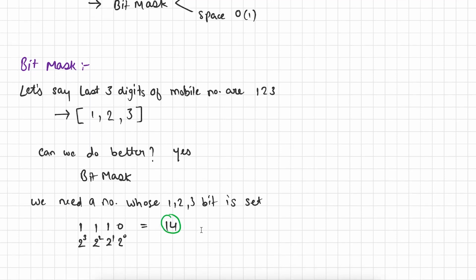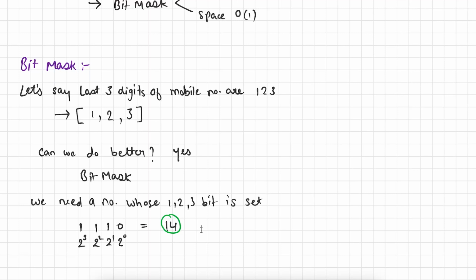So when you see 14, you cannot figure out that this 14 is representing 1, 2, 3. Only us as developers can figure out that this 14 is representing the numbers 1, 2, 3. It means number 14 means the first bit is set, the second bit is set and the third bit is set. So this is why we call it bit masking.